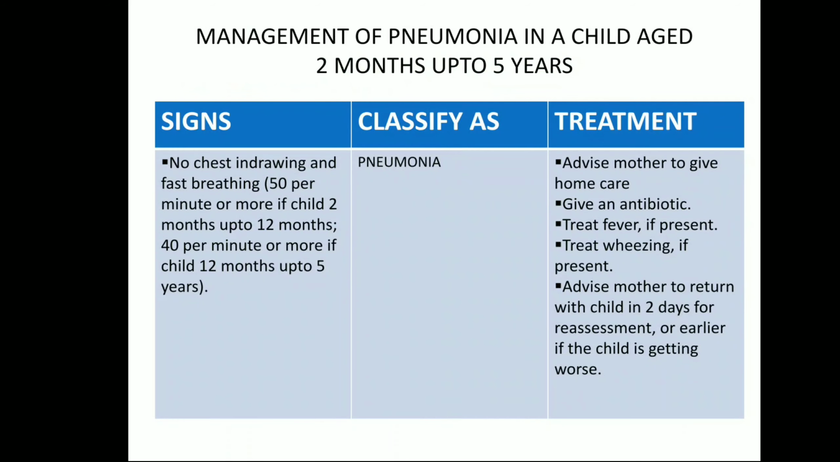So coming to the management of pneumonia which is not severe, where no chest indrawing is present but there is fast breathing: how can you determine whether the child is having fast breathing or not? It means 50 breaths per minute in a child of 2 months to 12 months of age, and from 12 months to 5 years, the child will have 40 breaths per minute. So this is how you can classify the fast breathing. So you have to classify as pneumonia.